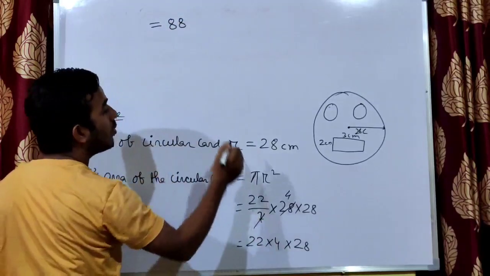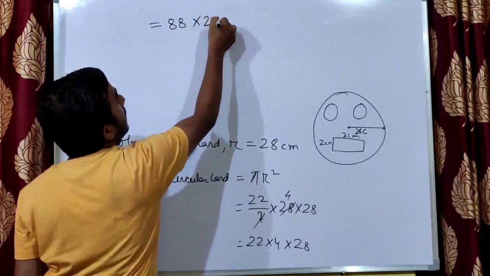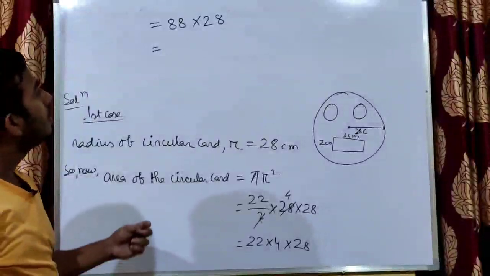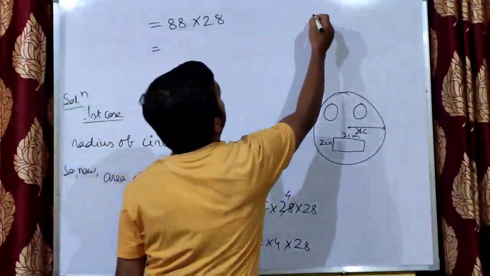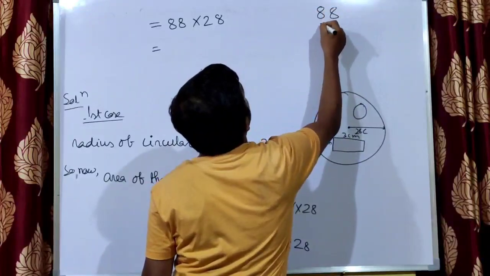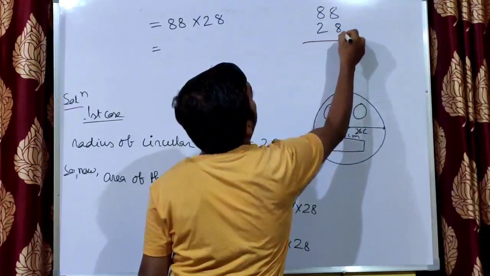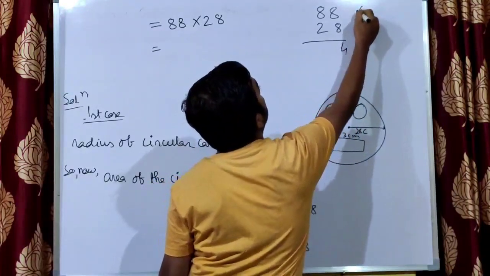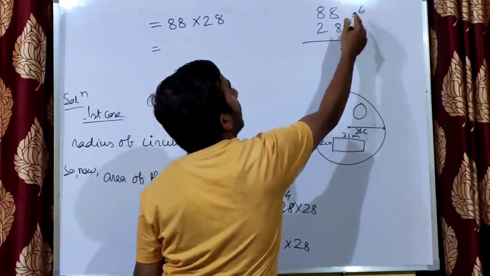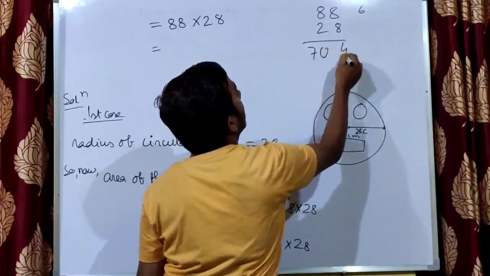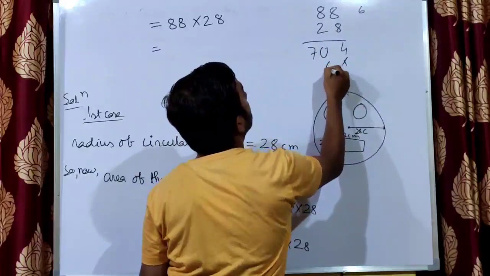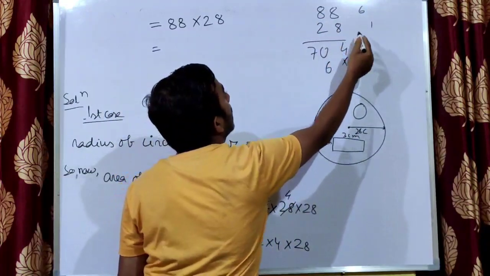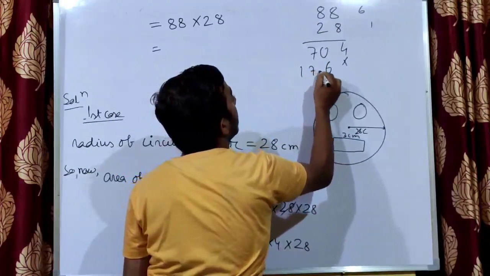88 into 28. 88 into 28 is how much? Let's multiply 88 with 28. Here 8 into 8 is 64, that means 6. 8 into 8 is 64 plus 6, 70. Then 8 into 2 is 16, remainder 1. 8 into 2 is 16, then remainder 1, 17, right?